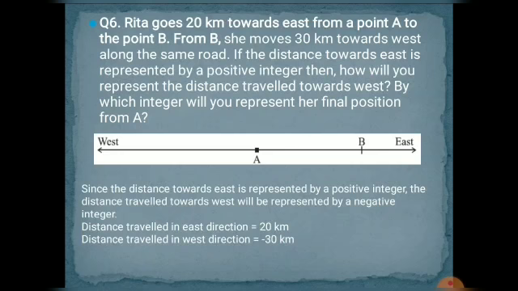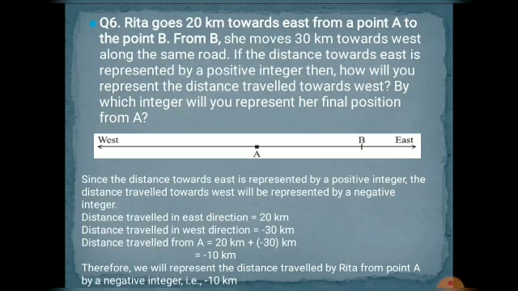Now what we have to find out? The final position. So distance traveled from A will be what? 20 plus of minus 30 kilometers. Again, plus minus is a minus. So it's minus 10 kilometers. Why is the minus sign coming here? Because 30 has the negative sign and it is the greater one. That is why the minus sign is coming here. Therefore, we will represent the distance traveled by Rita from point A by a negative integer. As our answer is coming in negatives, the distance will be represented by the negative integer, that is minus 10 kilometers.